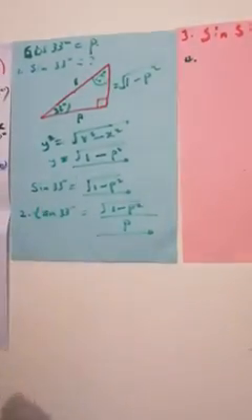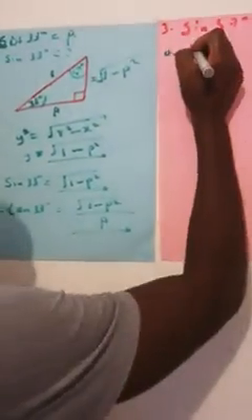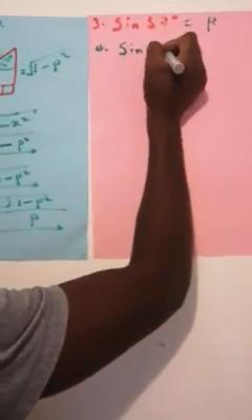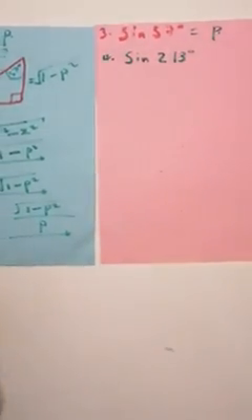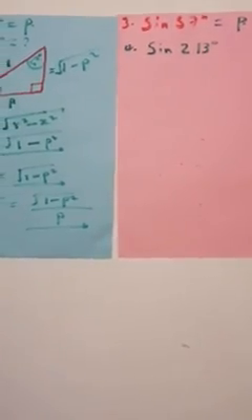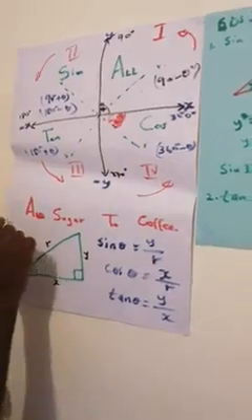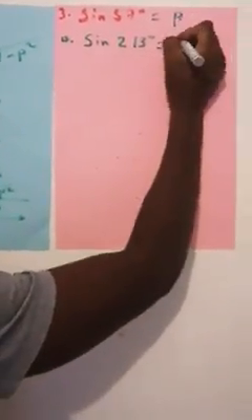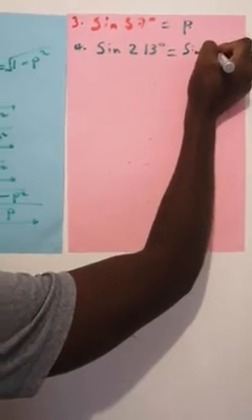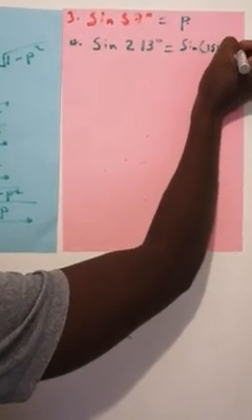And then number 4. Let's say they say we must calculate sine 213 degrees. We don't have 213. So now we know that this is on the third quadrant. For sine 213, this one is going to be sine of 180 degrees plus 33 degrees. 180 plus 33 is equal to 213.